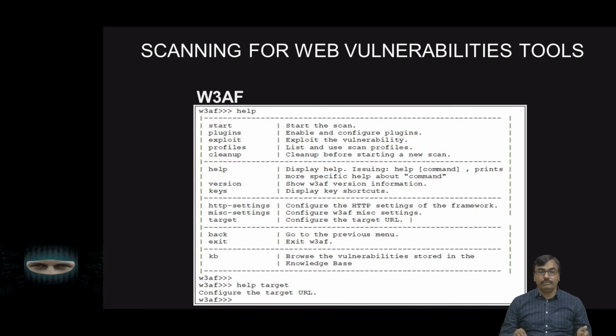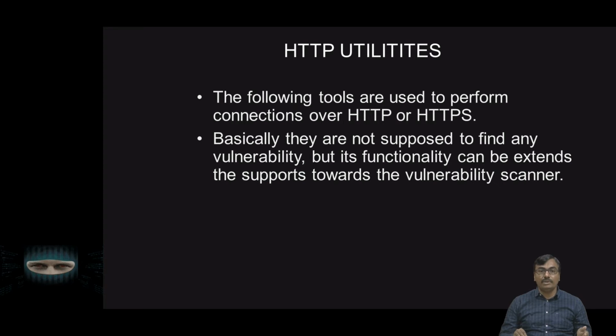So these are the various web vulnerability tools available in web application tools. Now we will move forward to the HTTP utilities. So the following tools are used to perform connections over HTTP or HTTPS. As we know, in a website the communication over the internet is majorly through these two protocols: HTTP, that is hypertext transfer protocol, and HTTPS, S meaning secure. So basically they are not supposed to find any vulnerabilities, but their functionality can extend support towards the vulnerability scanner.